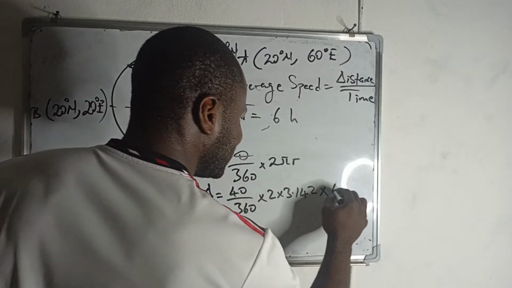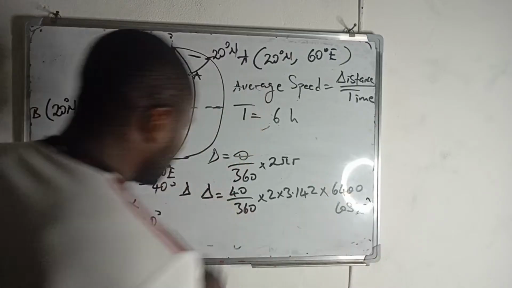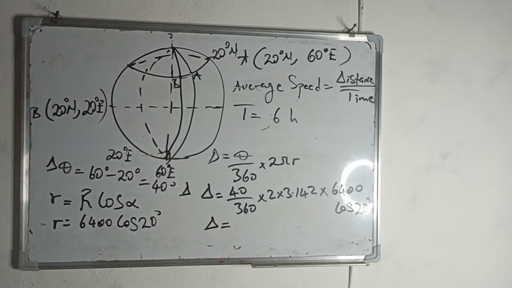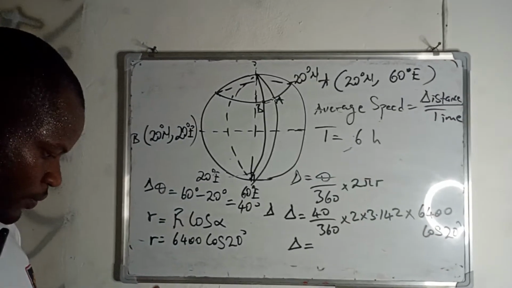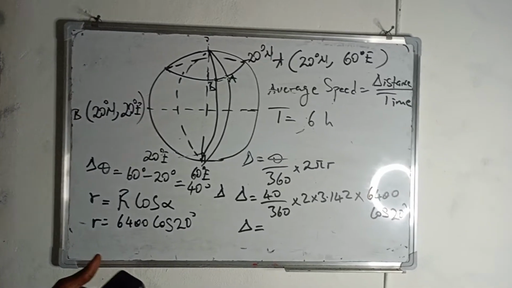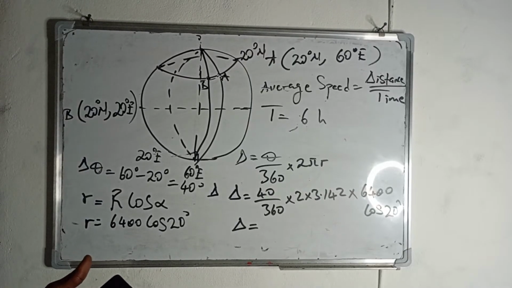We have 6,400 cos 20 degrees. Now, no need to waste time. You can easily simplify this using your calculator. We have our 40 times 2 times 3.142 times 6,400 cos 20. Now, the whole of it, we divide it by 360.